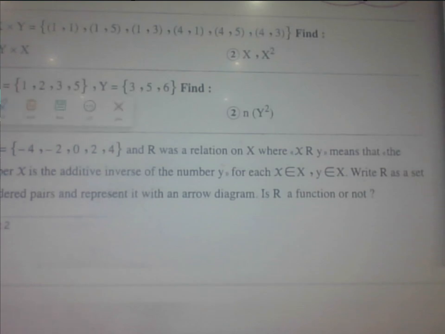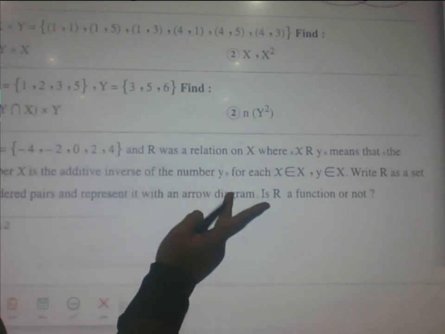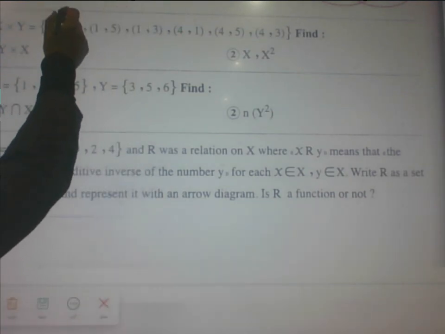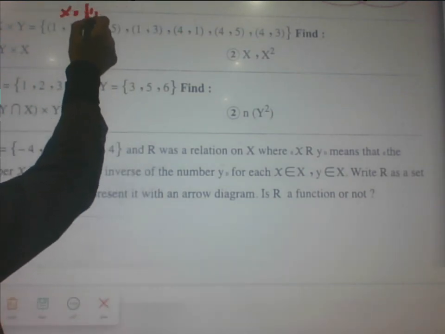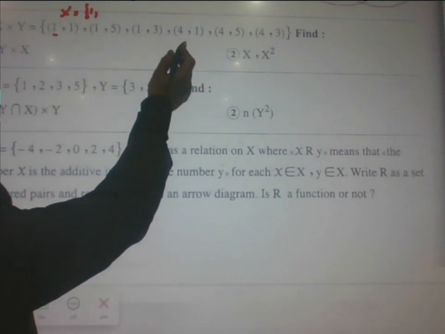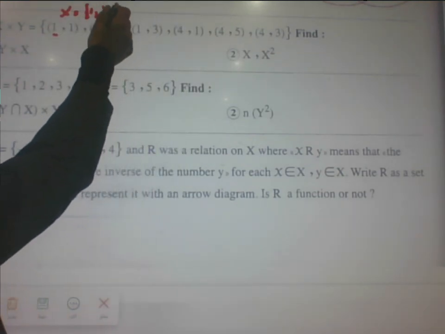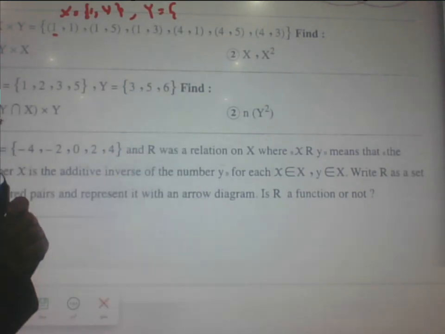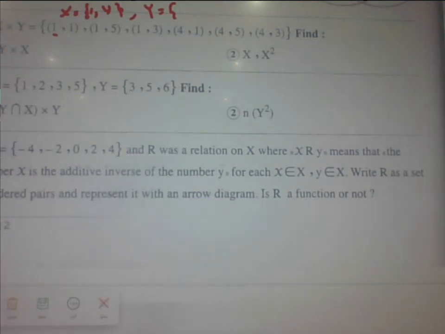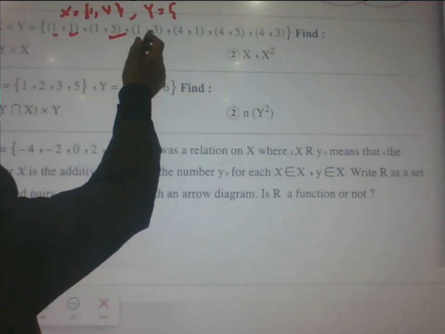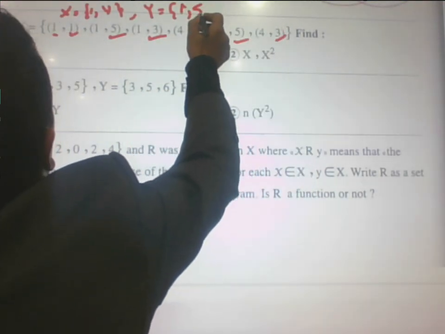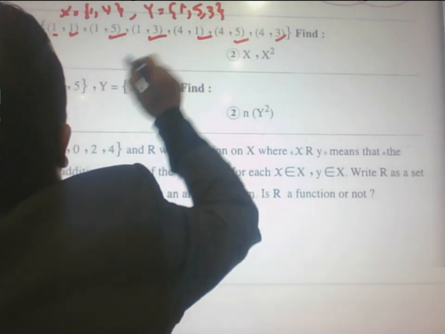X Cartesian with Y, give me the solution. We want to find Y Cartesian product by X. In this example, X is the first projection here. The elements of X will be 1 and 4, repeating. And Y is the second projection here. The values of Y, the second projection, are 1, 5, 3, repeating, right? 1, 5, and 3 only.